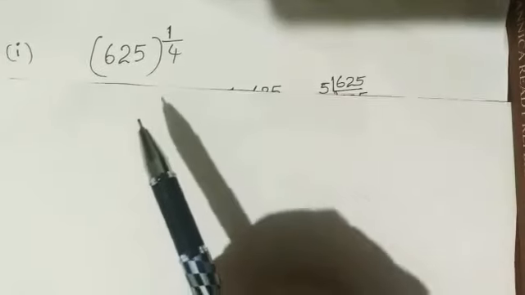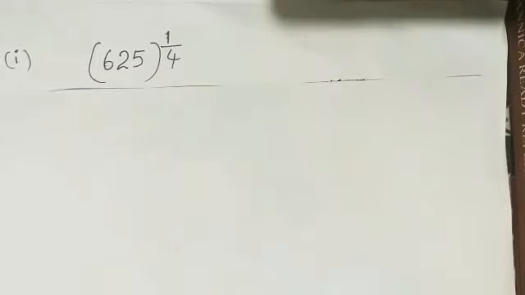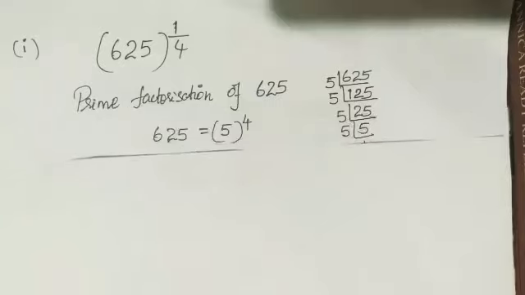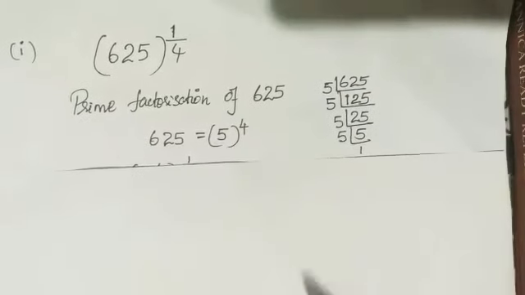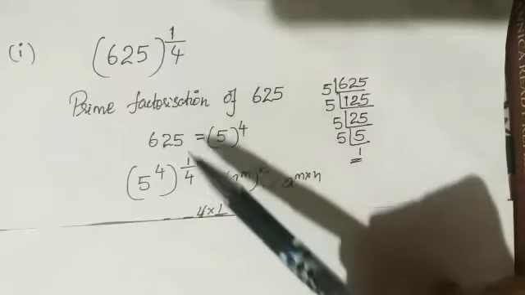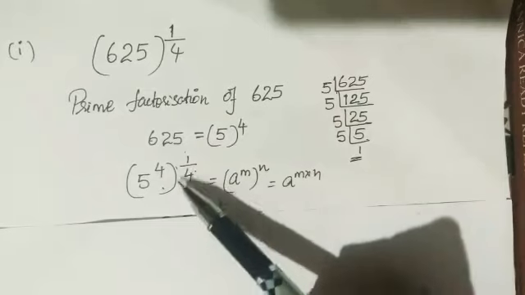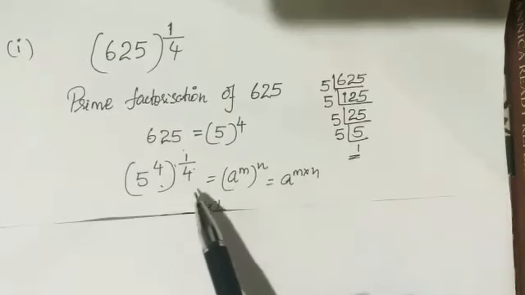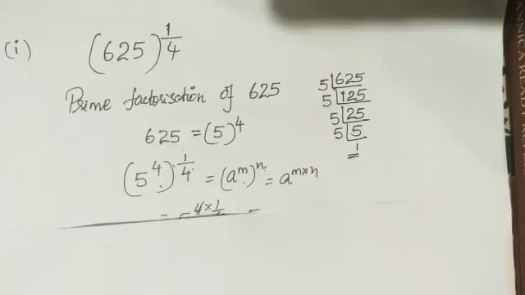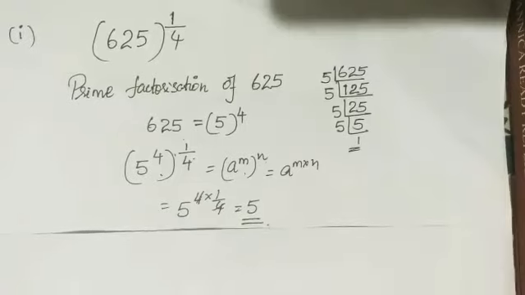For the next problem, 625 raised to the power 1 by 4. You have to take the prime factorization of 625. We saw it as 5 raised to the power 4 earlier, isn't it? So 625 can be written as 5 raised to the power 4, whole raised to 1 by 4. After cancelling these two, because this is of the form a raised to the power m whole raised to n is equal to a raised to the power m into n, isn't it? So you get it as 5 here. Hope this is clear for you.